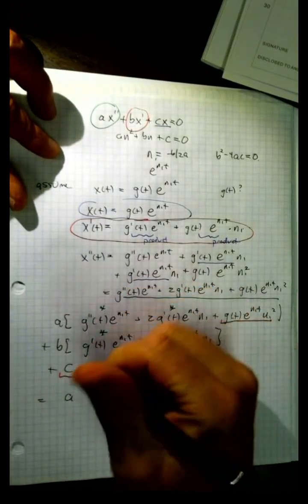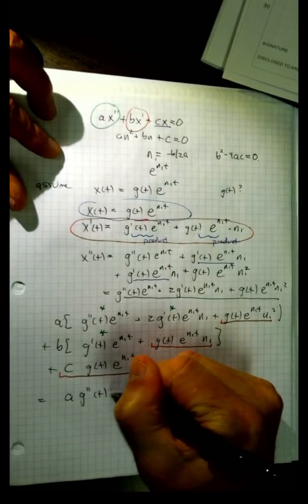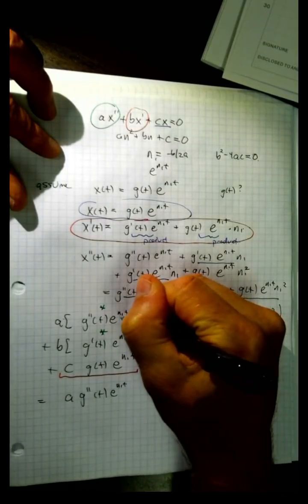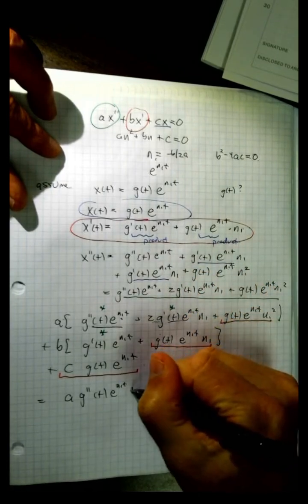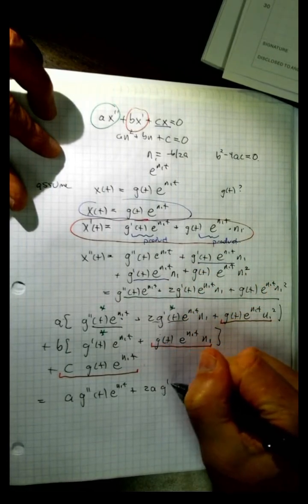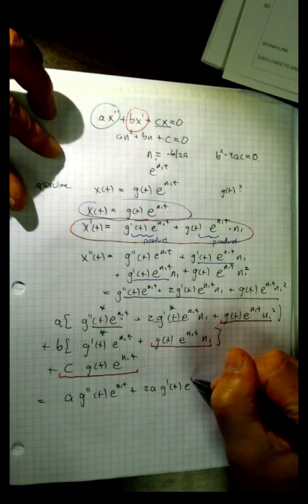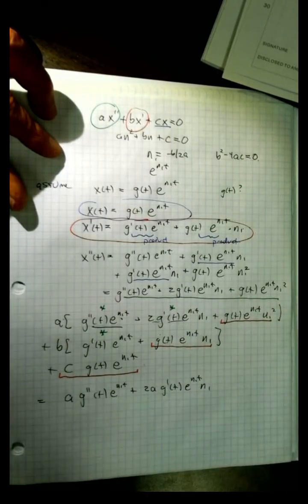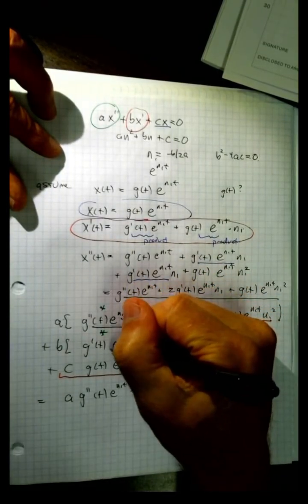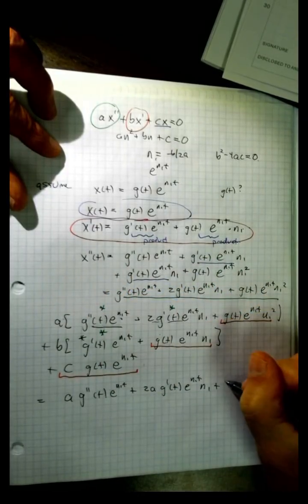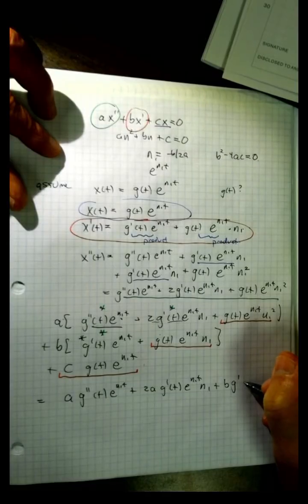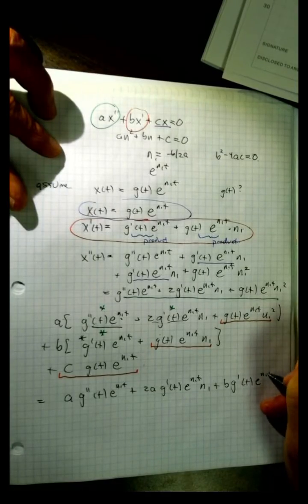So if I multiply through by the a, I've got this term here. Multiply this by the a, I've got 2a g prime e to the n1t n1. And then for this term, I'm going to multiply through by the b. I'm going to have b times g prime e to the n1t.